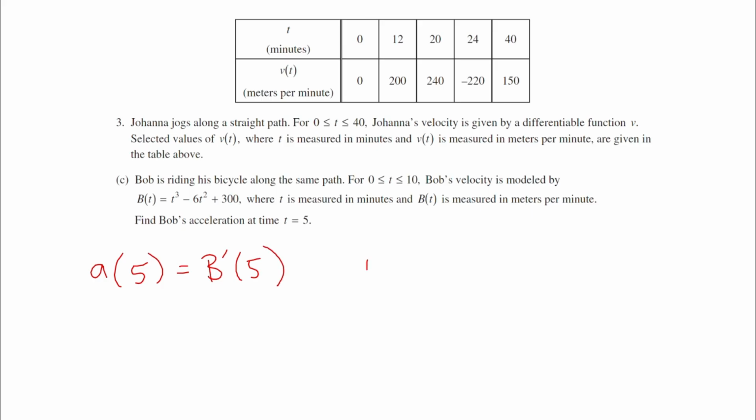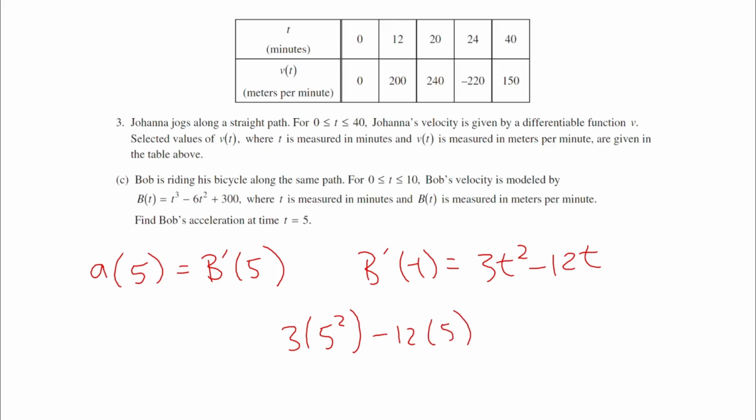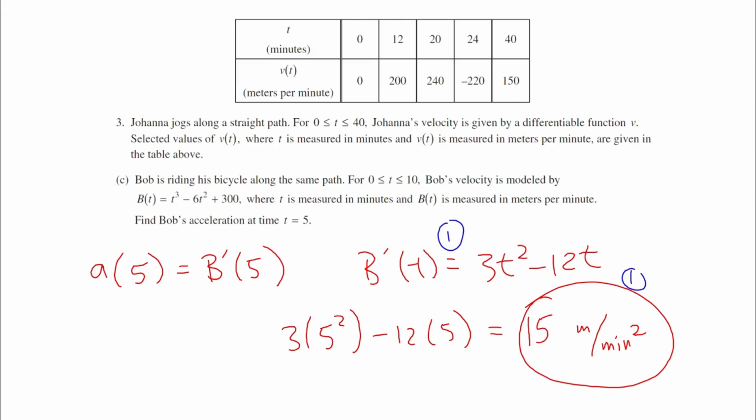And so we can find b prime of t. b prime of t is just 3t squared minus 12t. So we can then evaluate that at 5. 3 times 5 squared minus 12 times 5 just gives us 75 minus 60, or 15. And again, our units here are the same, meters per minute squared, as they were before. It doesn't ask us for units again, so really 15 is sufficient. And we get 2 points here, 1 for using b prime and 1 for actually doing it correctly and getting the right answer.